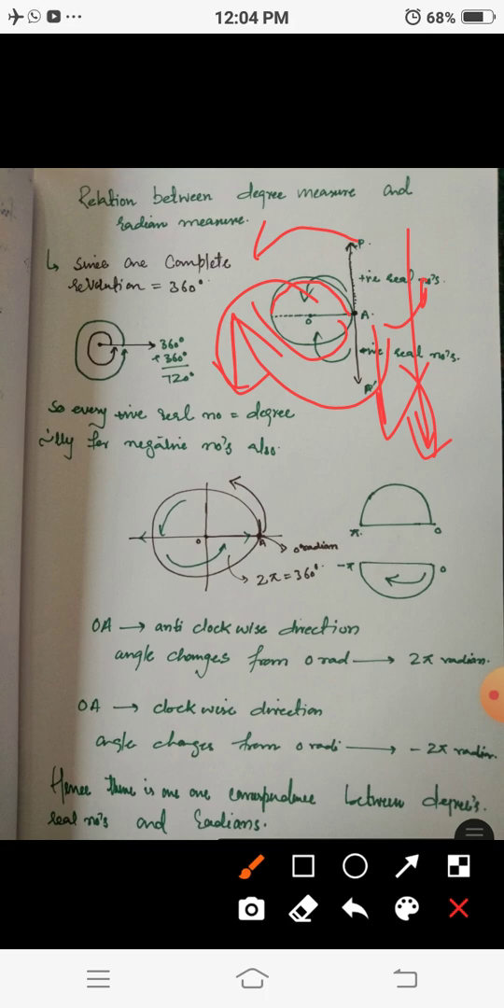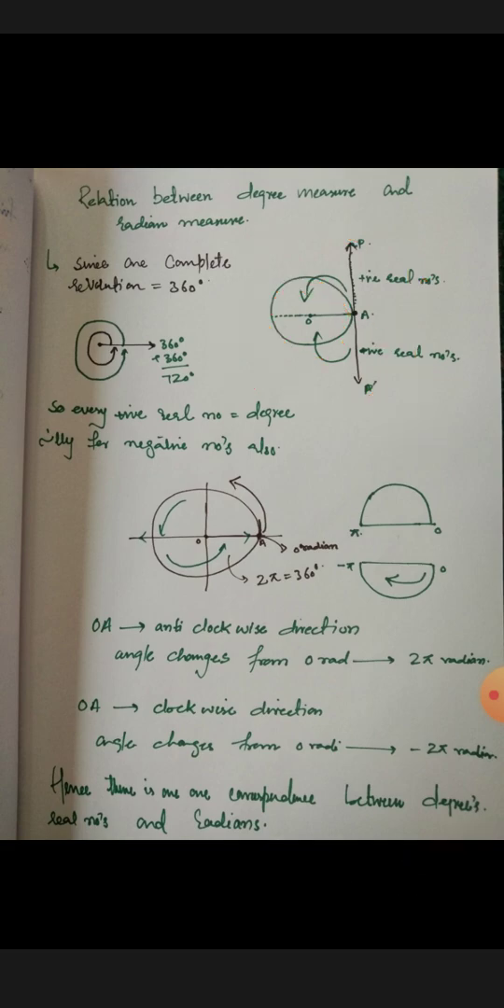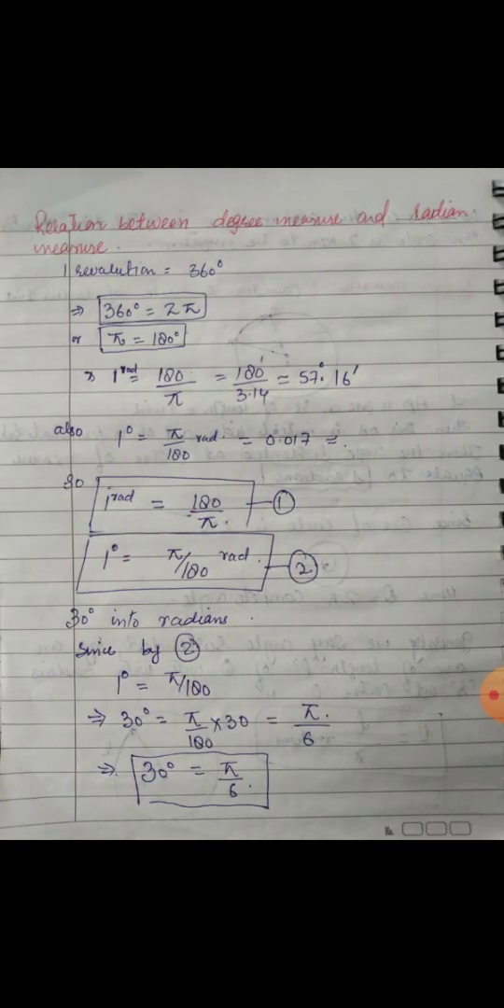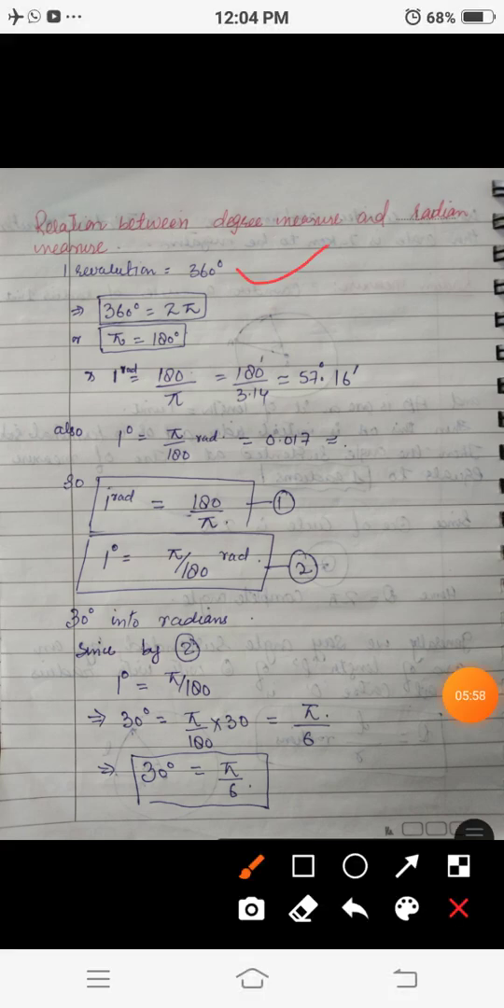So this means that there is a one-to-one correspondence between degrees and radians. Now, what is the relation between the degree and the radian? You know that one revolution is 360 degrees, and one revolution, or the angle subtended by the whole circle, equals 2 pi. So this 2 pi and this 360 degrees are the same, which implies that pi equals 180 degrees. Similarly, we can have 90 degrees equals pi by 2.